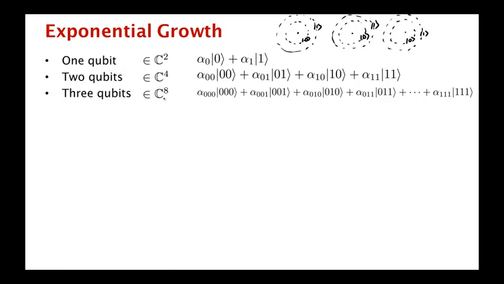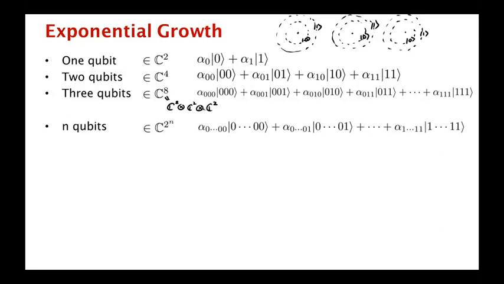Why 8? Well, another way of seeing it formally is, we are gluing together 3 different Hilbert spaces, each of 2 dimensions. And the way we glue them together is by taking tensor products. And so when we take a tensor product of C2 with itself 3 times, the dimension multiplies and we get an 8-dimensional complex vector space.